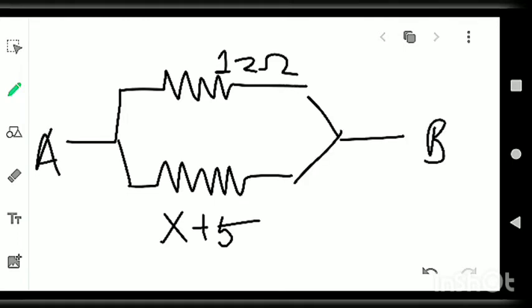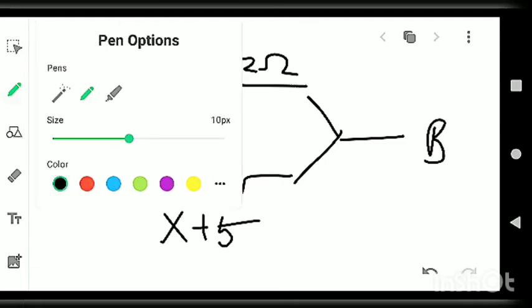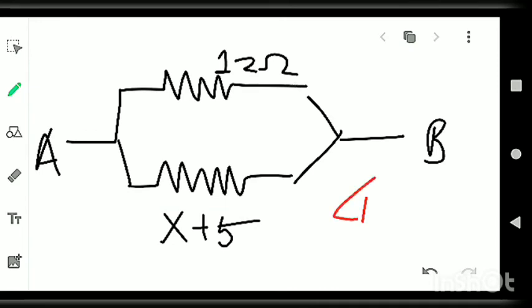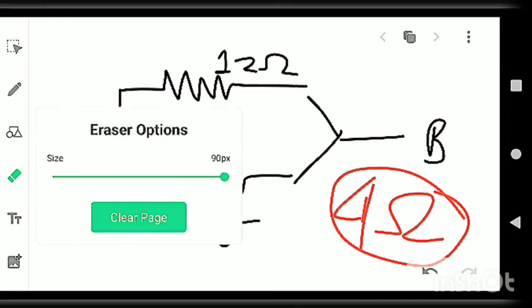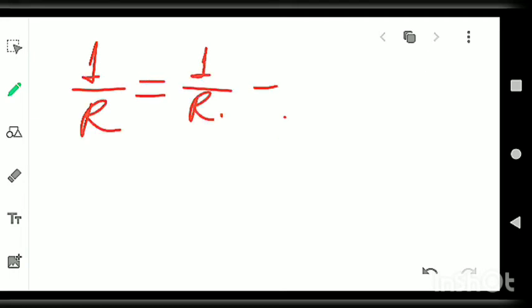So if 12 ohms and x plus 5 ohms are in parallel, we have to find out the value of x for which the net resistance will be 4 ohms. Clear? So very easy. If 12 and x plus 5 are in parallel and the result is 4, we all know the formula for parallel combination. The formula for parallel combination suggests 1 by R equals 1 by R1 plus 1 by R2.